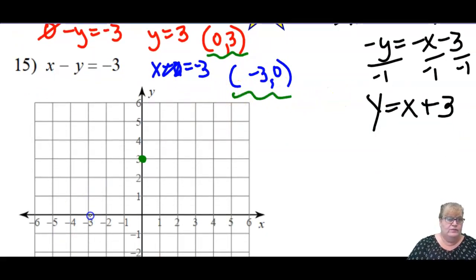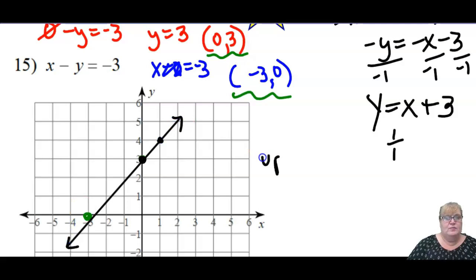0 is over here. So I'm getting this line, which also works. If I had done this other method, it would have said the 3 here, and then the slope would have been 1 over 1, up 1 over 1, same line. Okay? And again, it's going uphill as you go left to right, so it has a positive slope.